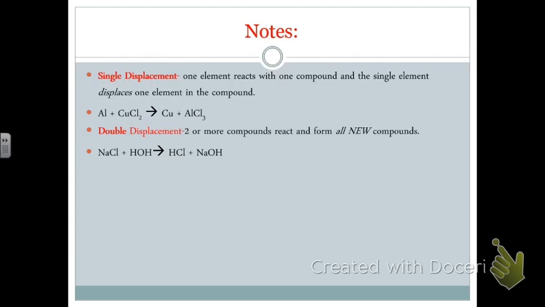So the difference between the 2 displacements, I have to know the difference between an element and a compound to recognize what's happening. Are 2 elements getting switched, or is it just 1 element getting switched? If 1 is getting switched, it's single displacement. If 2, then it's double displacement. So look at this image to see if this helps.